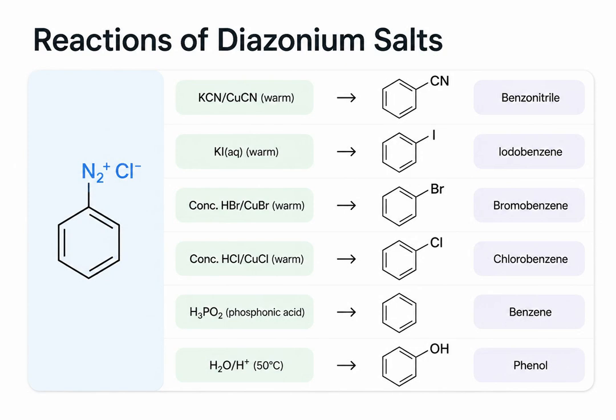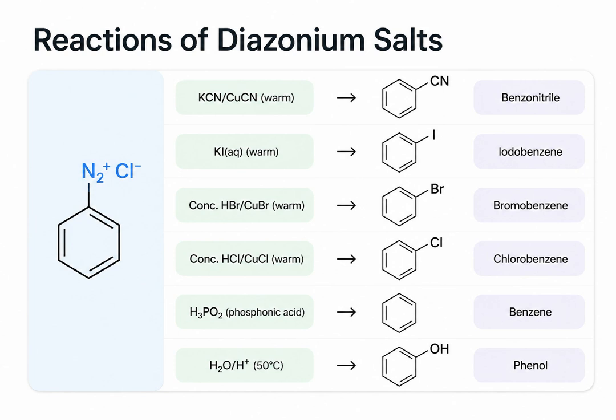The beauty of the diazonium salt is how easily the nitrogen gas acts as a leaving group, allowing us to substitute almost anything onto the benzene ring. Using Sandmeyer reactions with copper catalysts, we can introduce cyanide, bromide, or chloride. Warming the salt with aqueous potassium iodide gives us iodobenzene. If we want to completely remove the nitrogen and replace it with a hydrogen to get plain benzene, we use hypophosphorous acid.